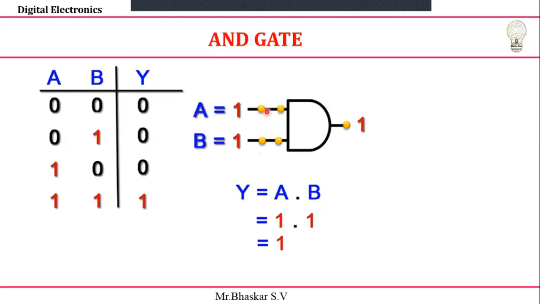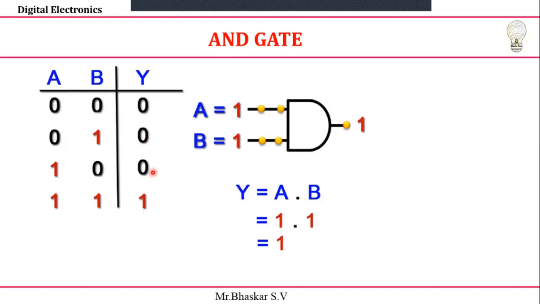Then how am I going to conclude for the AND gate? Remember, if both the inputs are 1, 1, then only my output is 1. In all the remaining cases, my output is 0. If all the inputs are 1, then only my output is 1. In all the remaining cases, the output is 0.